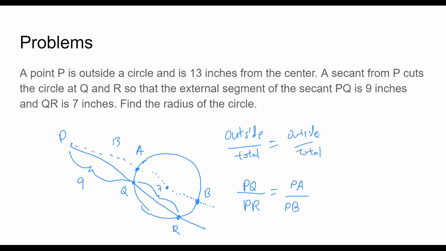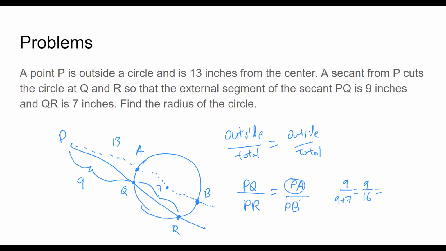So let's plug in some known values here. For PQ, they tell us that this length here is 9. PR here would be 9 plus QR, which is 7. So then 9 plus 7 is 16, giving us 9 over 16.